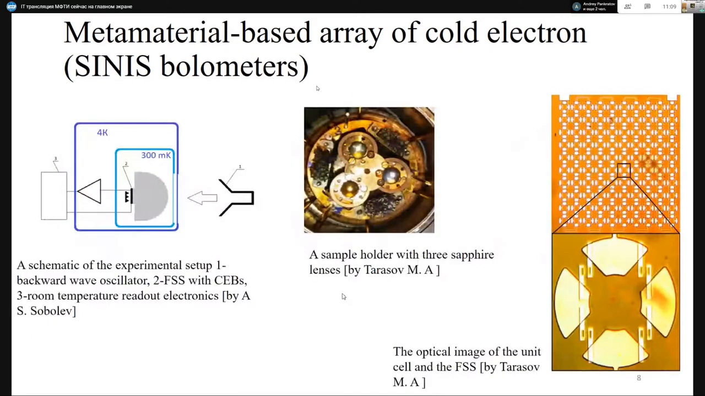Let's see the experimental pictures. This is the first one. The left side is a schematic of the experimental setup. This is backward wave oscillator number one. And as you see, we have the cryostat environment, the readout system and LNA. This is the picture of the sample holder, on which we put our frequency selective surface. These are three silicon lenses, and on the right side, you can see the optical image of the array, which is fabricated.